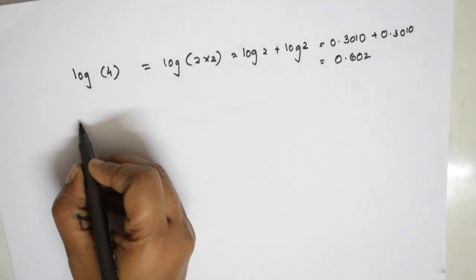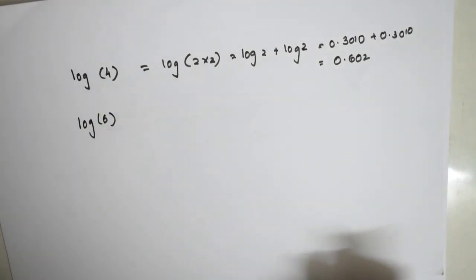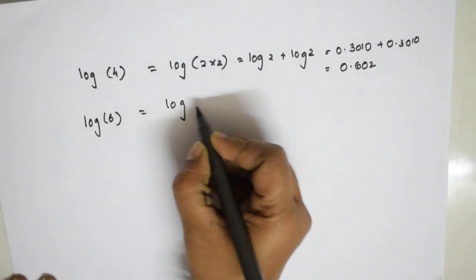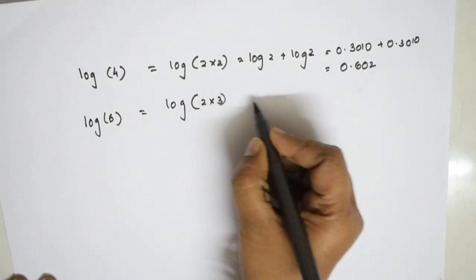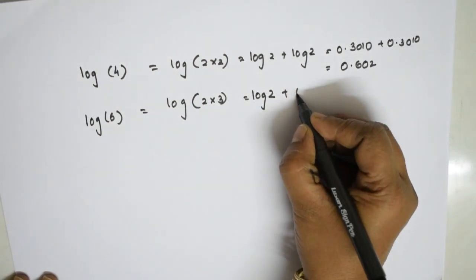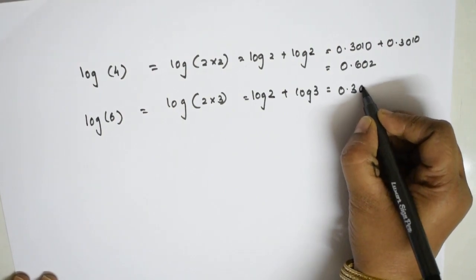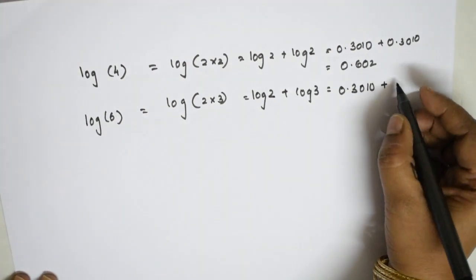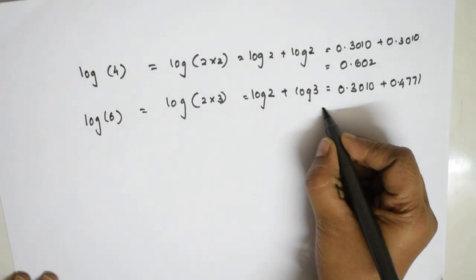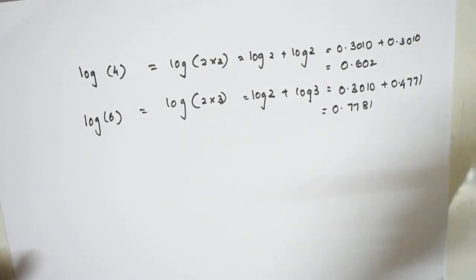Let us find out log 6 now. How can I write log 6? Basically log 6 can be written as log 2 into 3, correct? How will I write this further? I can write it as log 2 plus log 3. What is the log 2 value? It is 0.3010. What is the log 3 value? It is 0.4771. Now add both. What value do we get? You get equal to 0.7781. This is also done.